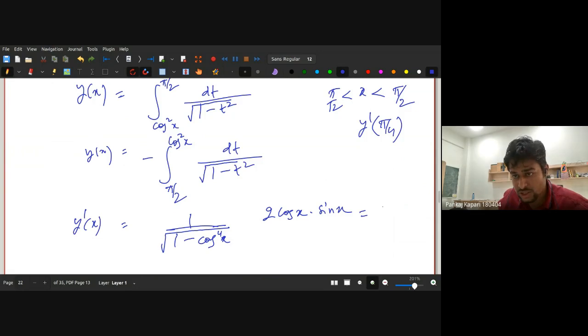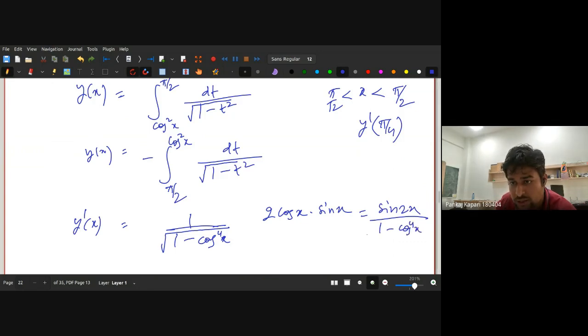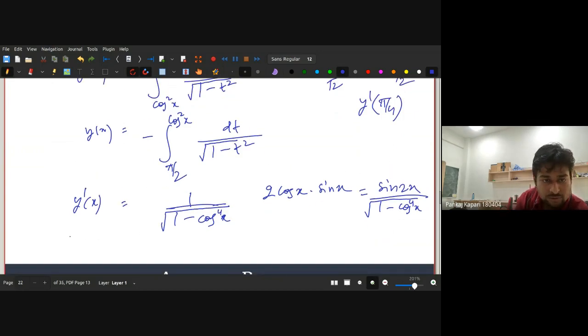2 sin x cos x is just sin 2x, and 1 minus cos power 4x. Can we simplify it? Let's write it like this only. So what do we have to find? We have to find the derivative at pi by 4, so y prime of pi by 4.